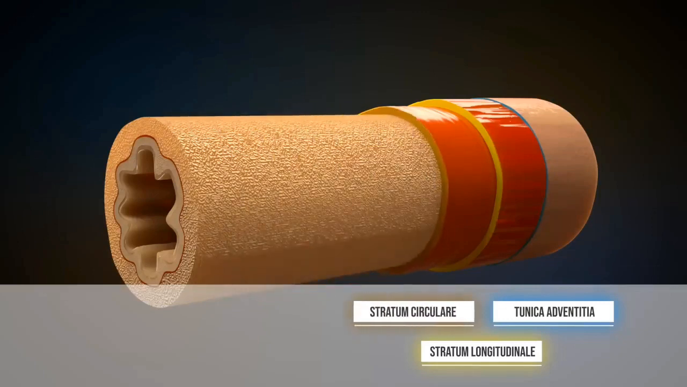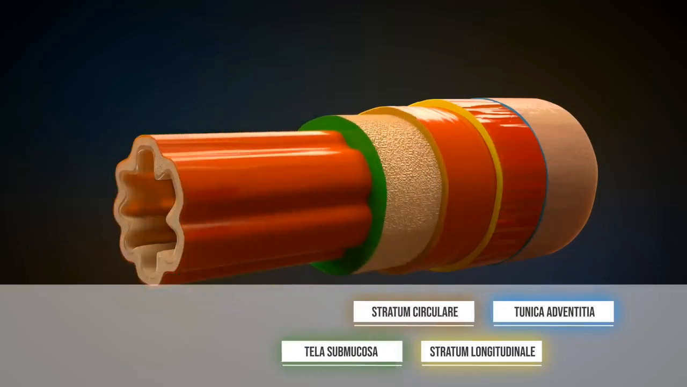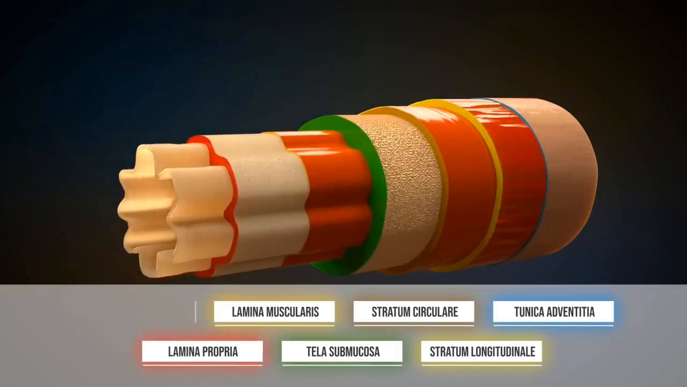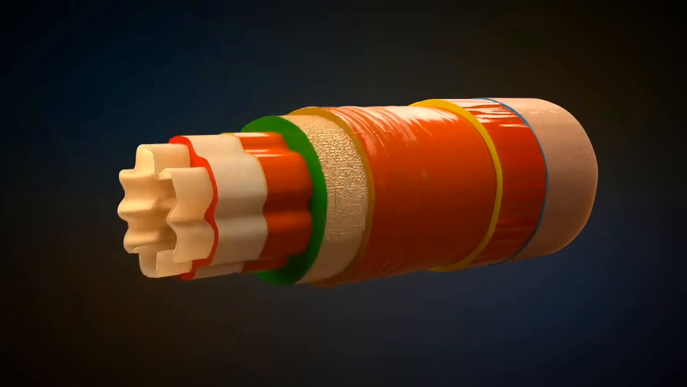The two outer muscle layers are responsible for the peristalsis. Through these two muscles, bolus can be transported from the mouth to the stomach, even if the person is standing on his head.